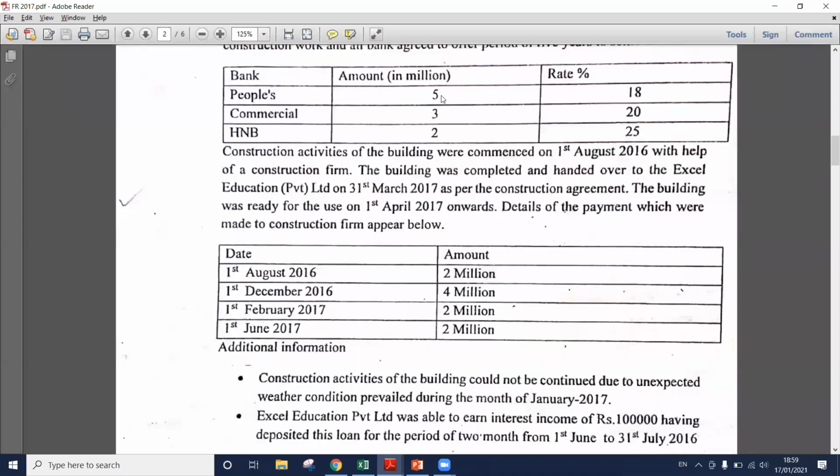See, what is the total loan amount we have obtained from all three banks? 10 million. And as per this information, what have we done? We have utilized all these 10 million for our construction work, that is, for the qualifying asset.